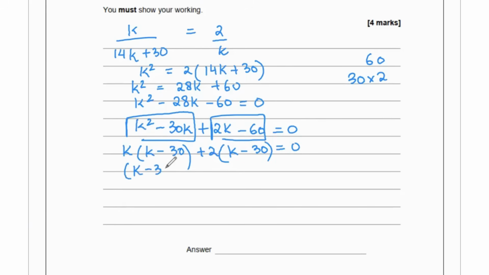So k minus 30 times k plus 2 equals 0, where one value of k is 30 and the other is negative 2. Your nth term cannot be a negative number, which means k equals 30 is your final answer.